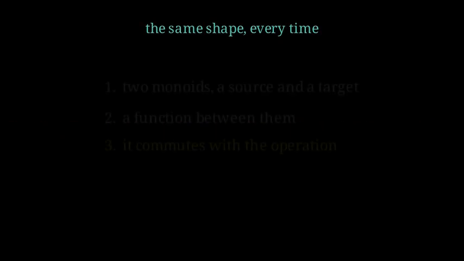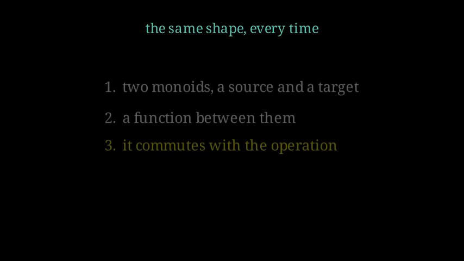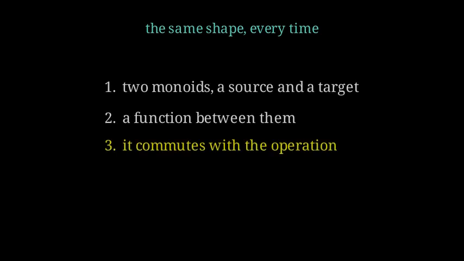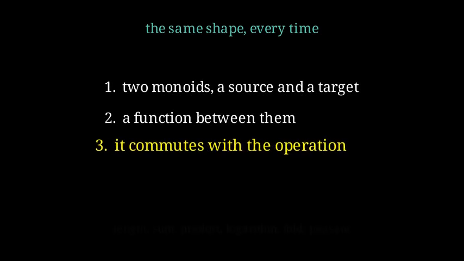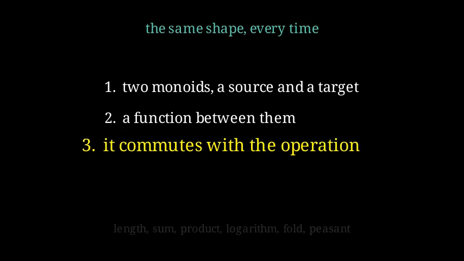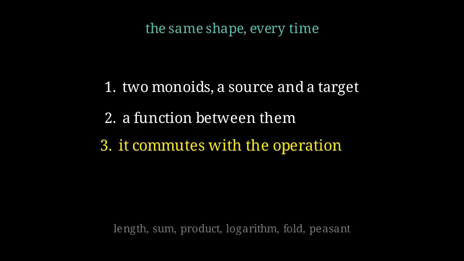Step back and look at every homomorphism in this episode. They all have the same shape. 1, 2 monoids, a source and a target. 2, a function between them. 3, the function commutes with the operation. Length, sum, product, logarithm, fold, even the Peasant algorithm. Every one of them fits this template. All of that from just one condition holding.